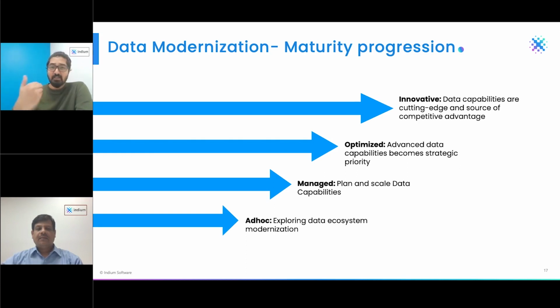And next is the innovative level. This is the highest level of maturity that a company can look for. Here they are using modernization as one of their strategies to compete in the market, right? How fast can you do something? How soon can you bring value into the market? How quickly can you do this and ensure that you beat the competition, right? You are better than the rest. So that's where they become really innovative.